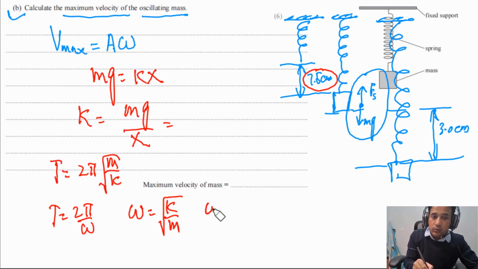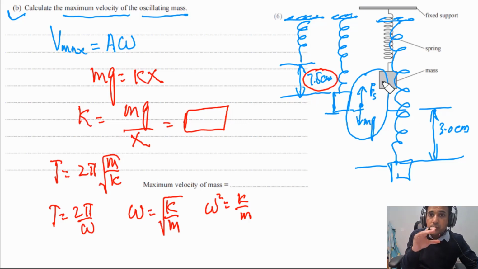Or simply we can say omega squared will be equal to k over m. So if we have the value of k from here, we will calculate from here. The mass attached to this spring is already given to us. That was equal to 150 grams, and we can find out the value of omega. Then we can plug in here and we can find the Vmax. Or you can directly use this one. You can use this, and you can also try to find out the value of omega from here.